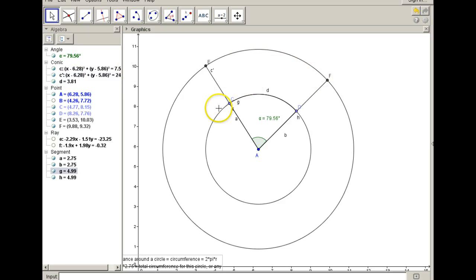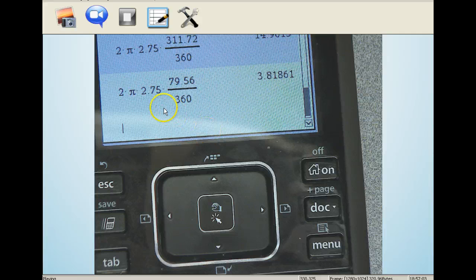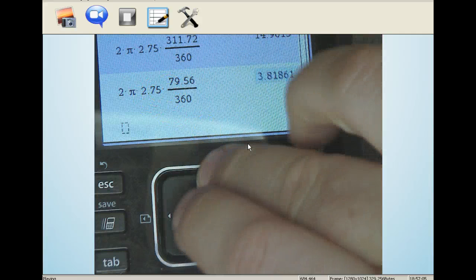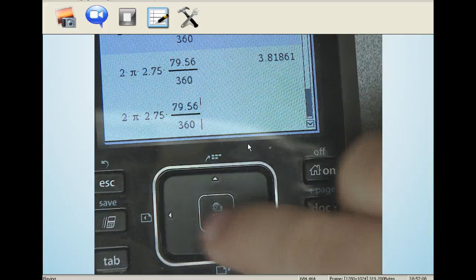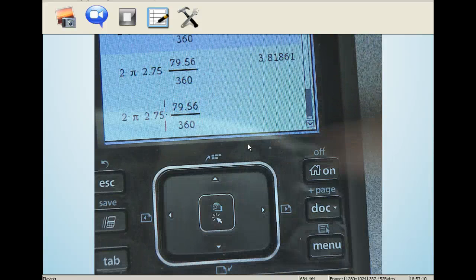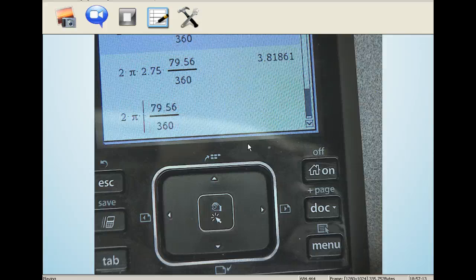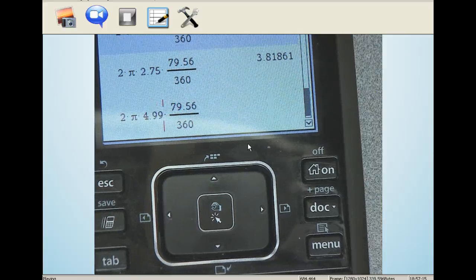So what about arc EF? Well, what else needs to be changed? First of all, the angle is exactly the same, right? The angle is 79.56, and we constructed to make sure we are still at 79.56. But the radius has changed. Now the radius, oh, I wanted it at 5. You could tell there was some rounding going on because we're actually at 4.99. So we're going to have to change this part of the formula. And instead of having a radius of 2.75, we're going to change it to 4.99.